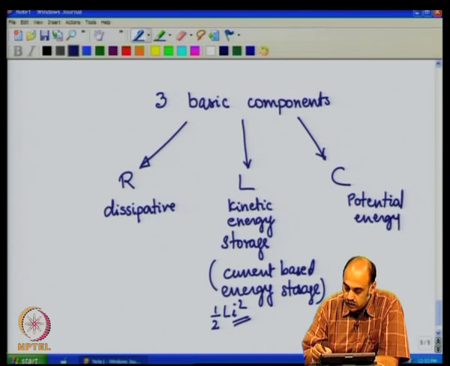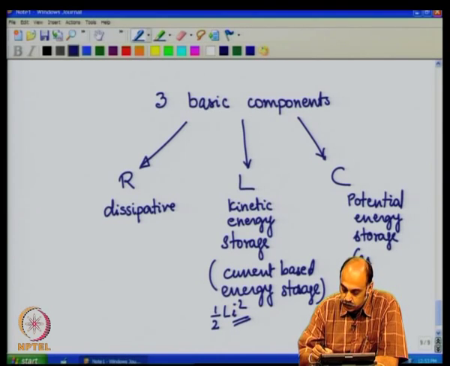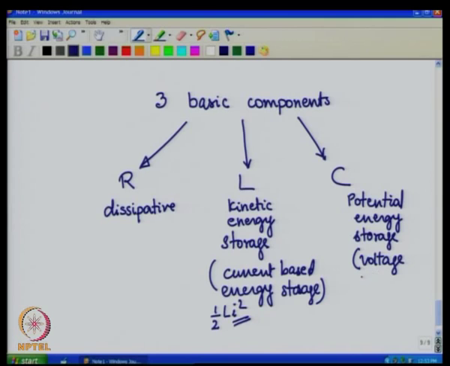energy storage component. This is actually a voltage based energy storage component. As you know that the energy in the capacitance is half C V square, and the energy is stored by virtue of a potential or charge within the capacitor. Now, these are the 3 basic components which are used in power electronic equipments, and to that we have one more component, which is the switch.